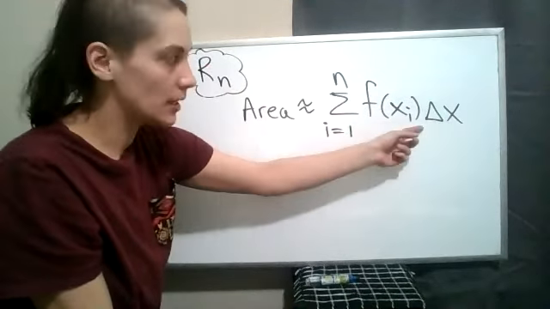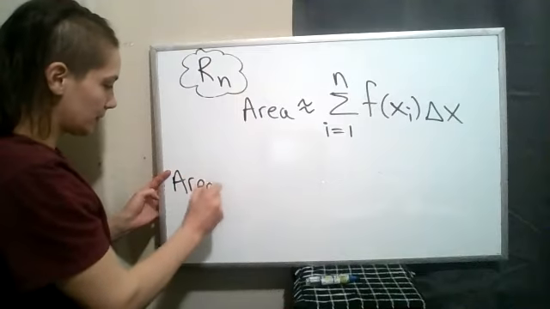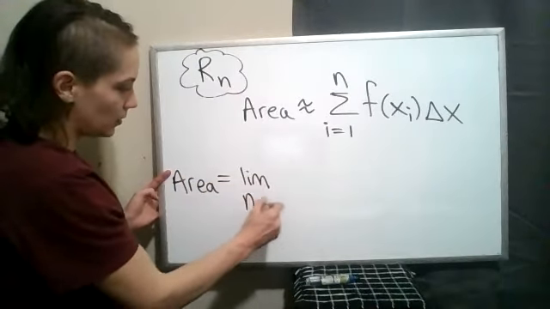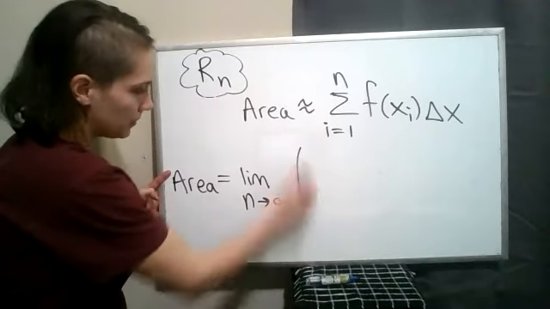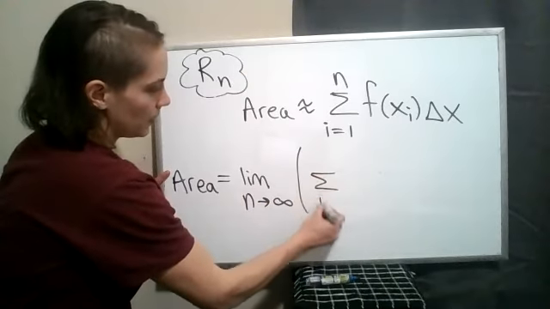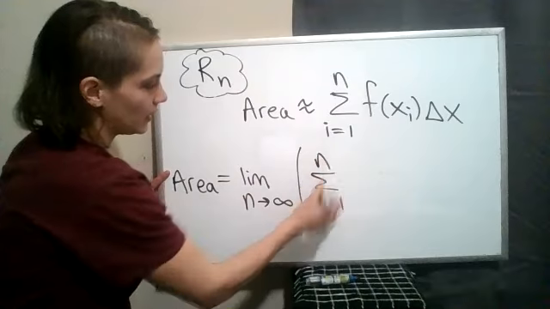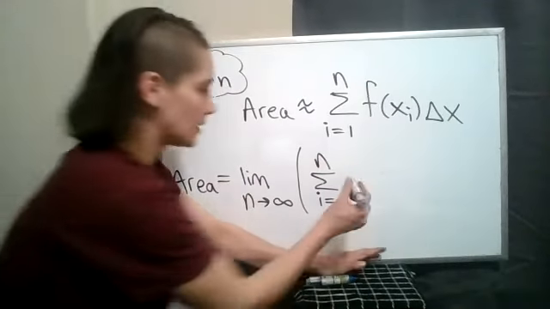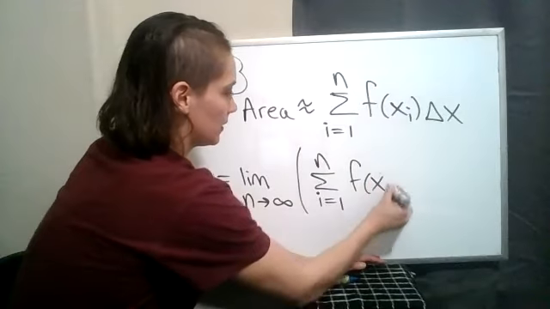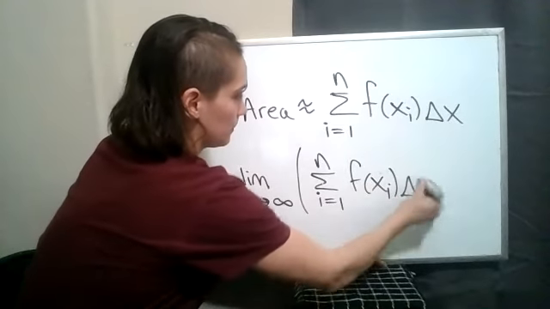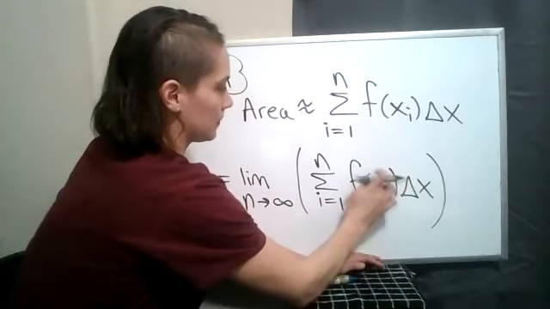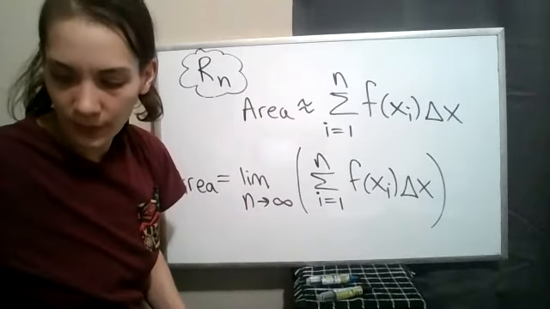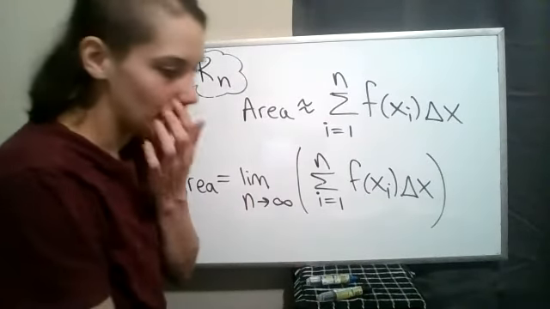The actual area is equal to the limit as n goes to infinity of the sum from i equals 1 to n of f of x sub i times delta x. Cool. Okay.